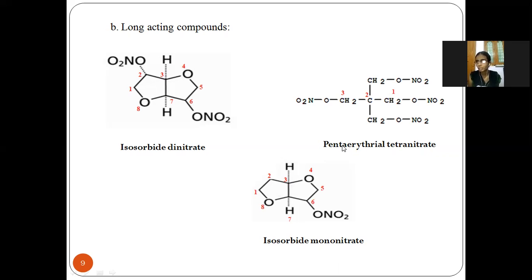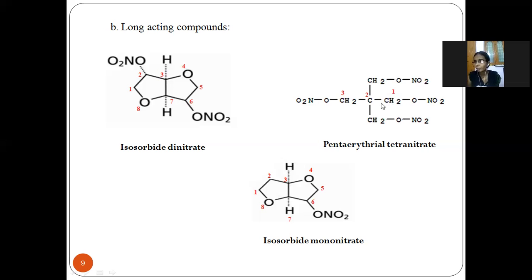Next drug is pentaerythritol tetranitrate. So if you see the structure here, 1, 2, 3. 3 carbon atoms means propane. In the second position, if you see upside and the downside, in the second position of the carbon atom, the methoxy and nitrate groups are attached. See here, this is the methoxy and this is the nitrate. Here also methoxy and nitrate groups are attached. And in the third and the first position, nitroxy groups are attached.